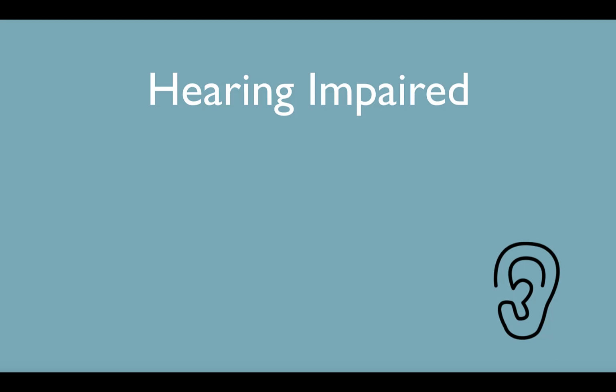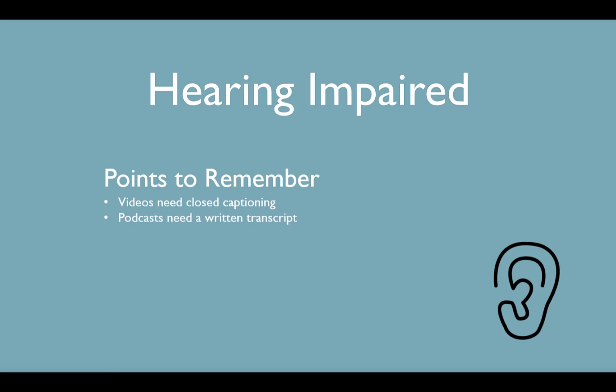Even if you design your course to meet the needs of visually impaired students, you may be completely missing the needs of hearing impaired students. While they may have no problem with your written materials and graphs, they will not be able to take advantage of your audio materials without a written transcript or closed captioning. Some points to remember: videos need to be closed captioned. Podcasts need a written transcript.